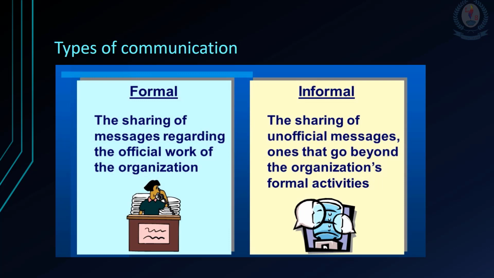The next one is informal communication. That means communication among family relations and friends in different departments, right? Informal communication means the sharing of unofficial messages, ones that go beyond the organization's formal activities. That is not in a legal way, okay? It always happens among relatives and friends in different departments, right? Examples are rumors and gossip. If they are sharing informal facts or informal messages, that's called informal communication. So we can identify two types of communication: formal and informal communication.